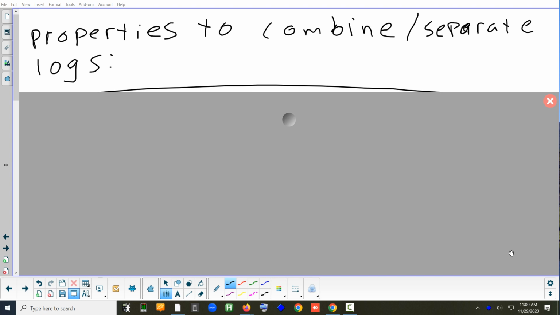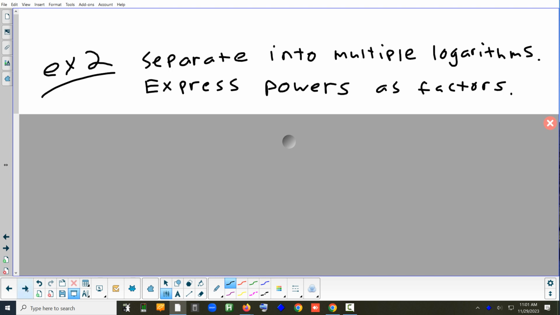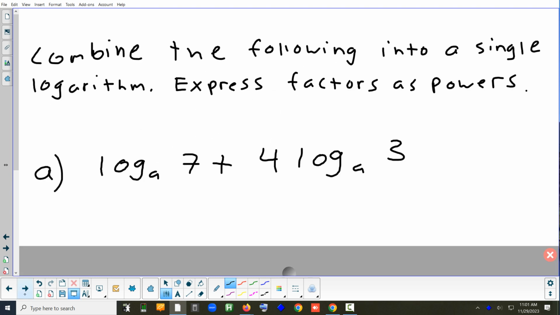Last thing we left off with in 5.4 part one was the properties. And now we're going to look at three more properties that are used to take logarithms and either separate them apart, or we can take two logarithms that are separate and we can combine them. So we'll look at both ways.